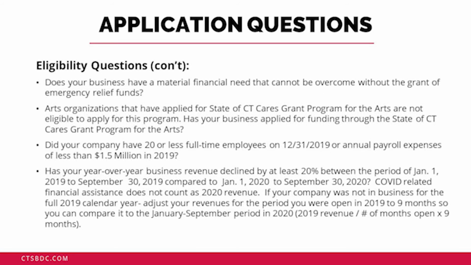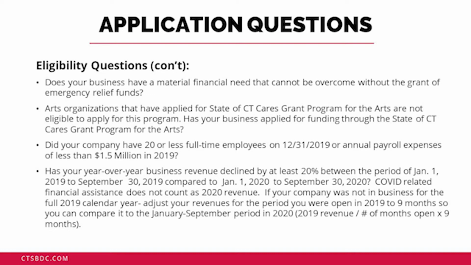Continuing with eligibility questions, the first two questions are fairly straightforward. Then we move on to question 3 here. Did your company have 20 or less full-time employees on 12/31/19 or annual payroll expenses of less than $1.5 million in 2019? Please note this is an either-or question. You only need to meet one of these qualifications. Also, it is important to be aware that you are looking at full-time employees only. For instance, if your business has 20 full-time employees and 10 part-time, you are eligible for this grant. Full-time employees are defined as working 30 hours per week.